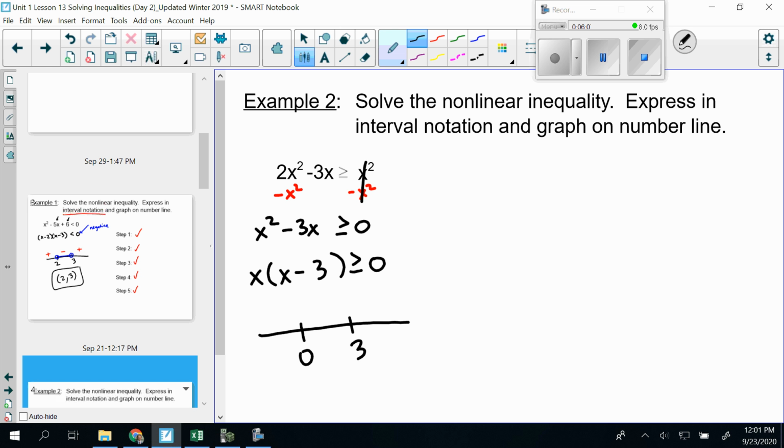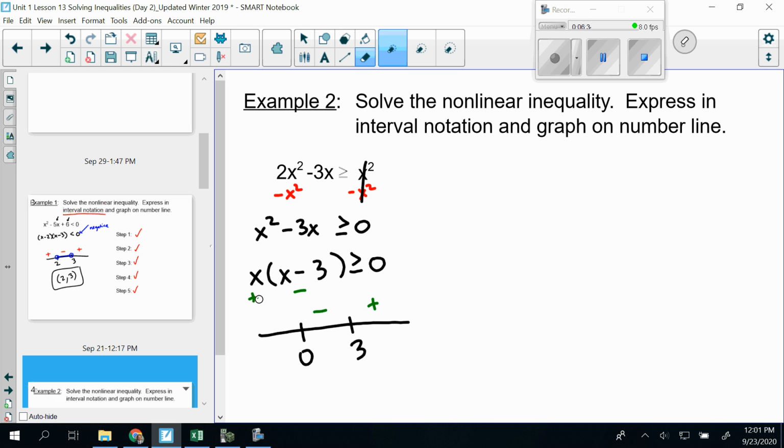Let's pick something bigger like 4. If we picked 4, that's going to be positive 4. 4 minus 3, that's positive 1. Two positives are going to multiply to a positive. If we pick something in between, let's use 1. If we use 1, putting it in is positive. 1 minus 3, though, that's going to come out negative. If we multiply a positive and a negative, that region's going to come out to be negative in values.